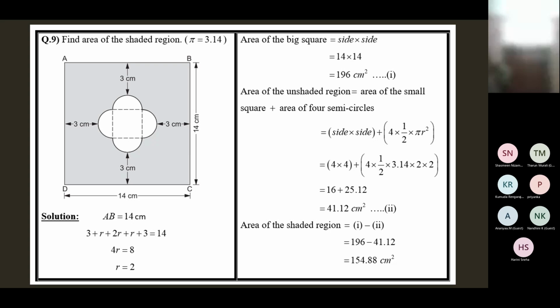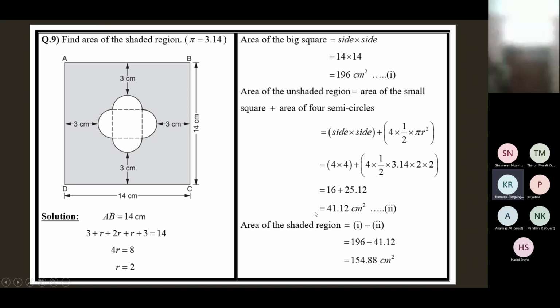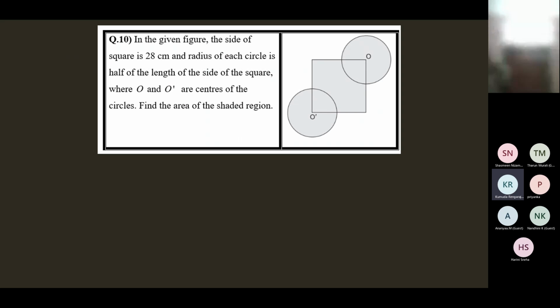Done, children? Yes, ma'am. Very good. Now tell me, read the question and tell me your idea to find the area of the shaded region. The whole thing is shaded. That is, idea meaning like we did here, we had to find the area of the big square minus the area of the design will give us the area of the shaded region. Like that, I want only the idea. I don't even want the formula.